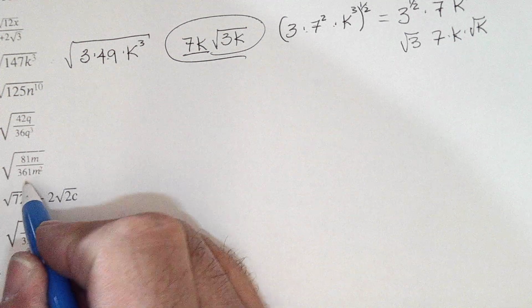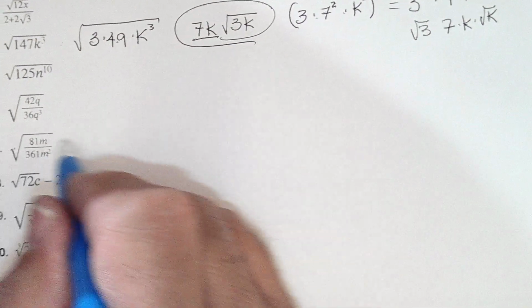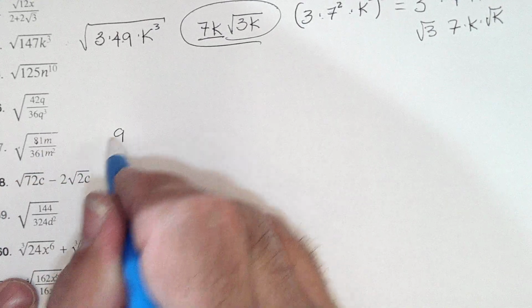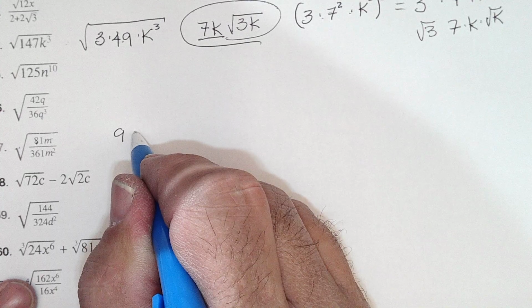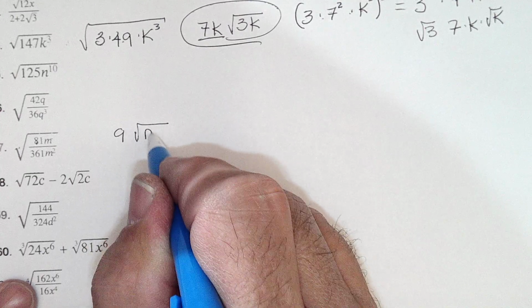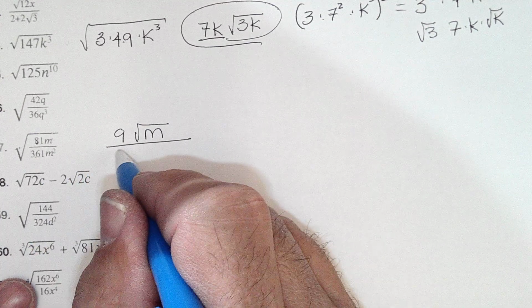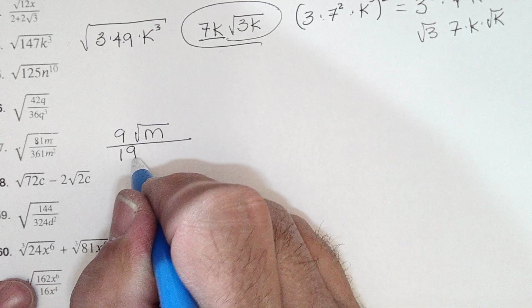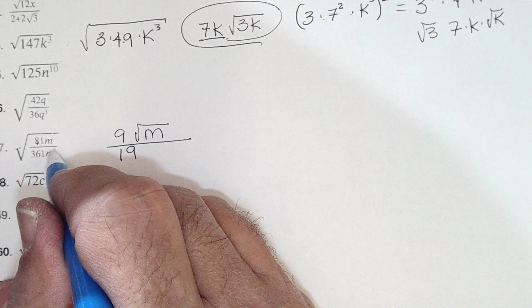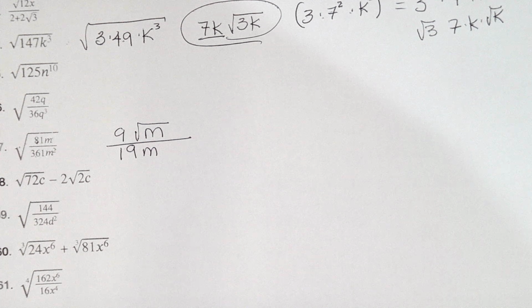Number 57. We're doing square root. Square root of 81 is 9. We have an m. It's not squared, so we got a square root of m. In the denominator, we got 361, which happens to be 19 squared. So that's 19, and the square root of m squared is just a plain m. And nothing reduces there, so we're done.